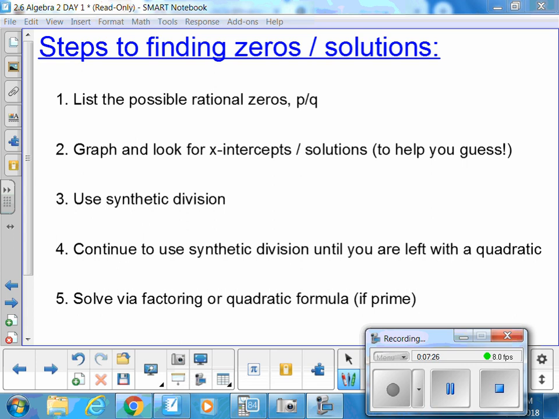Okay, so our step 1 is going to be to make that P and Q list that we just practiced. Then we're going to cheat a little bit. We're actually going to use the graphing calculator to look for x-intercepts. The whole idea of doing that is to help you guess at what an answer is and to help you start off that synthetic substitution process. So we're going to finish it with that synthetic division and finish it off with factoring to kind of find the rest of those answers.